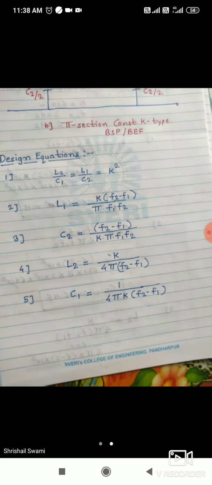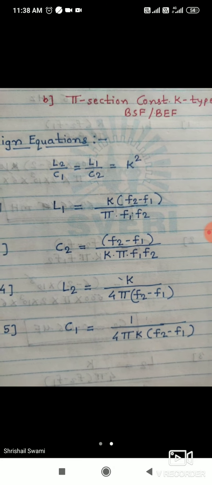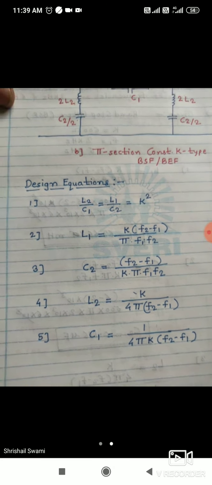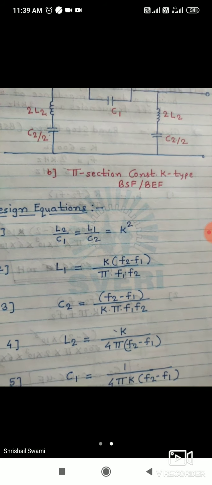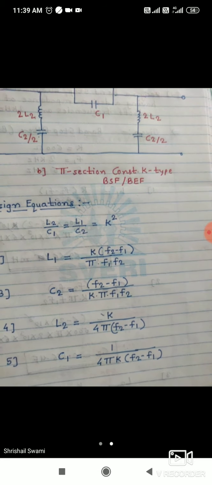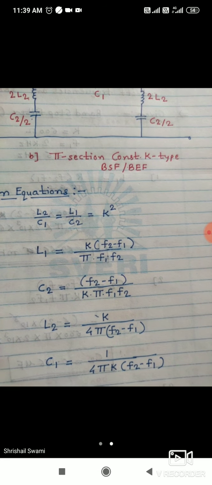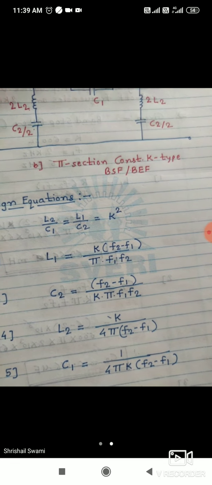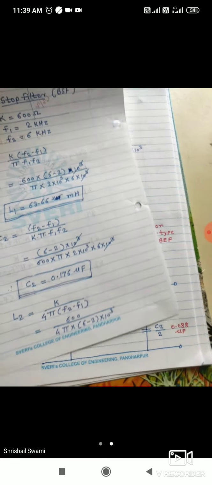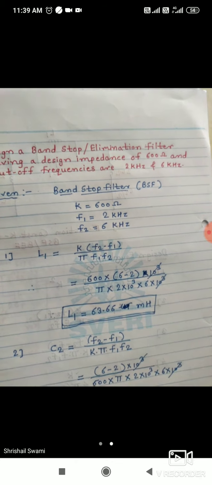In this way, you can logically remember the formulas so that you do not make a mistake while solving design problems based on bandpass or any filter. These are some logical hints I am giving so that you can remember the formulas. So we are going to start the design problem.